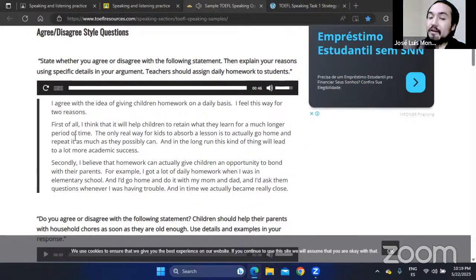Very good. Now, if you analyze again in the interesting way that this person prepared everything, this is what we're doing, right? You have the introduction, the presentation of that: I feel this way for two reasons. Of course, this person is using more elements. First of all, in the first part, he doesn't have an example, but he's mentioning, let's call them, facts. The only real way for kids to absorb a lesson is to actually go home and repeat it as much as they possibly can, right? Because that's something that we hear every time: repetition, memory.